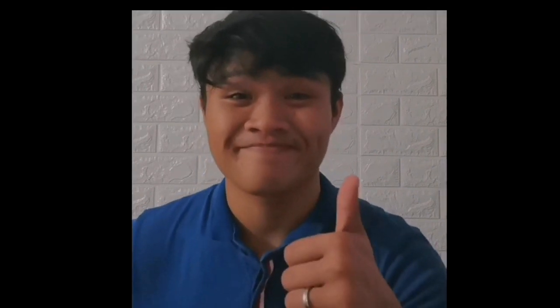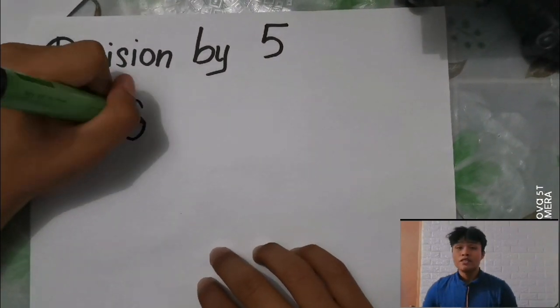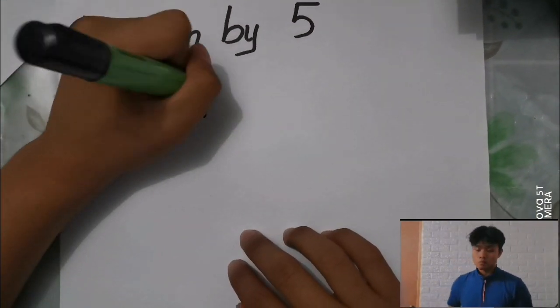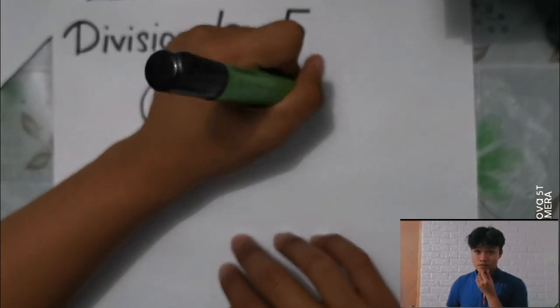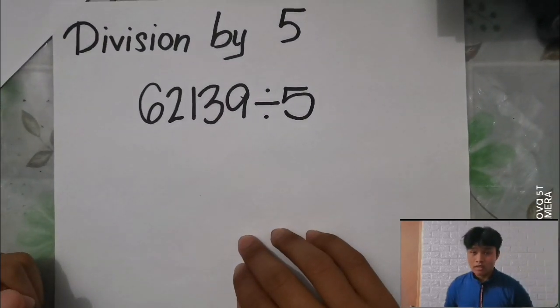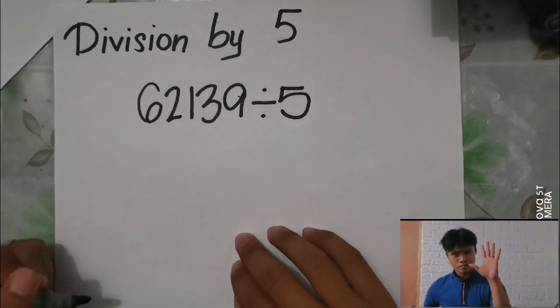Okay, let's start with the first one. Division by 5. Sounds kinda rough, right? But I'm gonna teach you. What is 62,139 divided by 5?